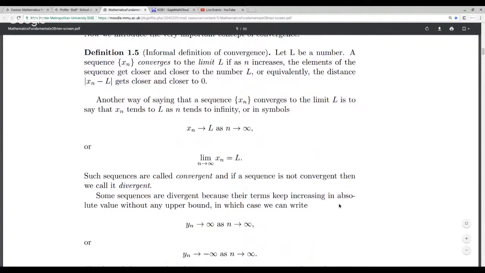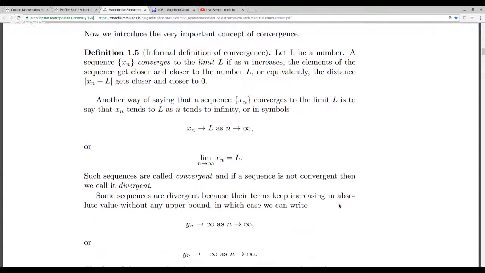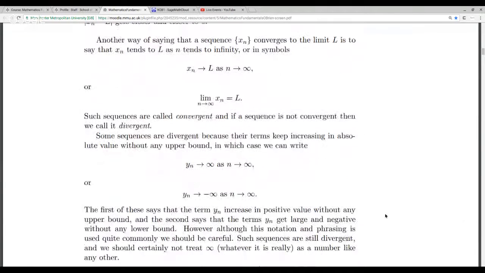So these sequences are called convergent sequences, if this is true for a particular sequence. The opposite, or the negative, if a sequence is not convergent, then we call it divergent. It diverges if it fails to converge. So divergence is the opposite of convergence.